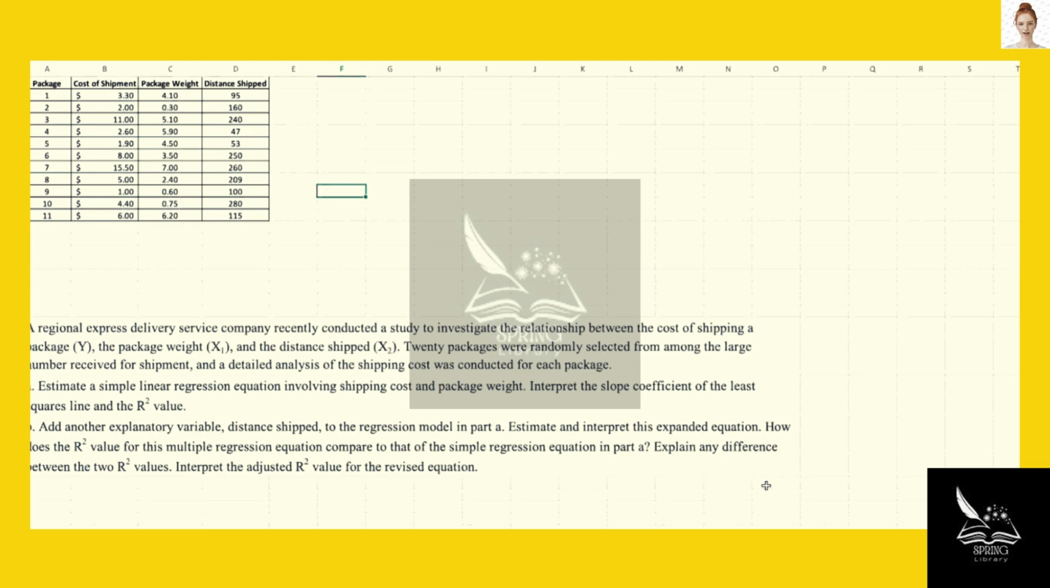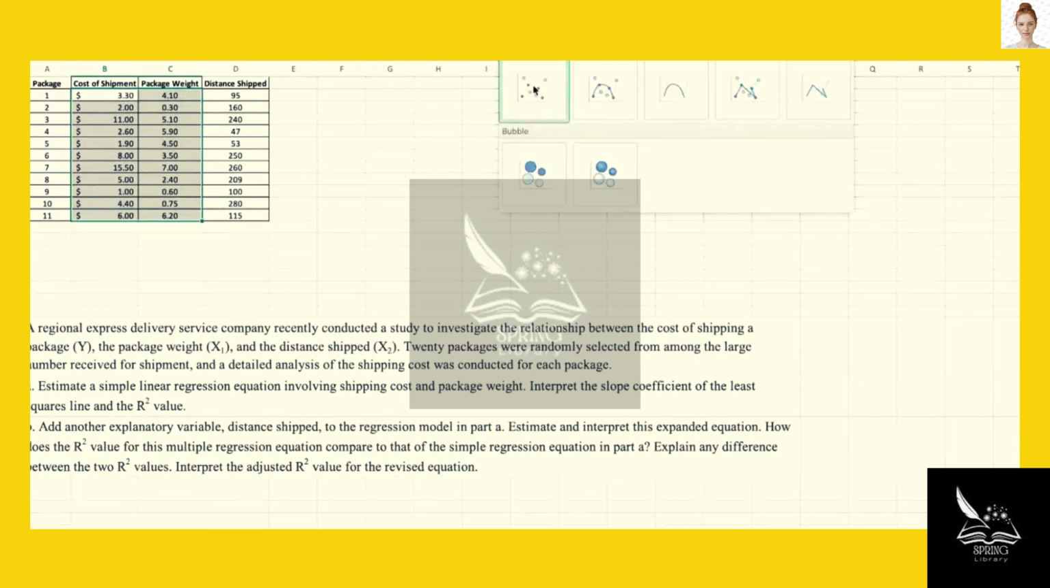Estimate the simple linear regression equation involving the shipping cost and the package weight. Interpret the slope coefficient of the least squares line and the R squared value. So I'm using Excel to do this. I'm going to highlight what I want, and I'm going to insert a scatter plot.